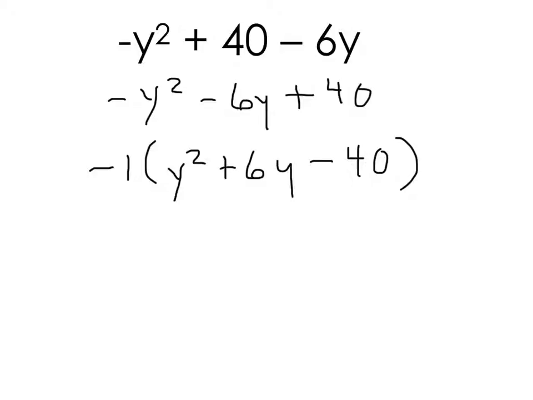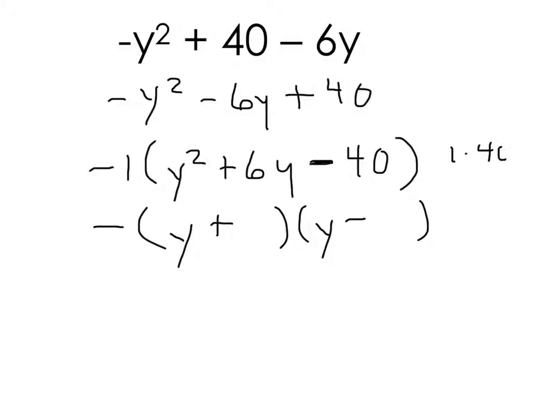So now I'm ready to factor. I can put negative 1 here, or I can just put a negative sign. Doesn't matter. It's understood to be a 1. So I need a y and a y. It's a negative here, so I'm going to put a plus and a minus. 40 is 1 times 40. It's 2 times 20. It's 4 times 10. We can stop when we get the ones that have a difference of 6, because it's a plus and a minus. There we go, 4 and 10.